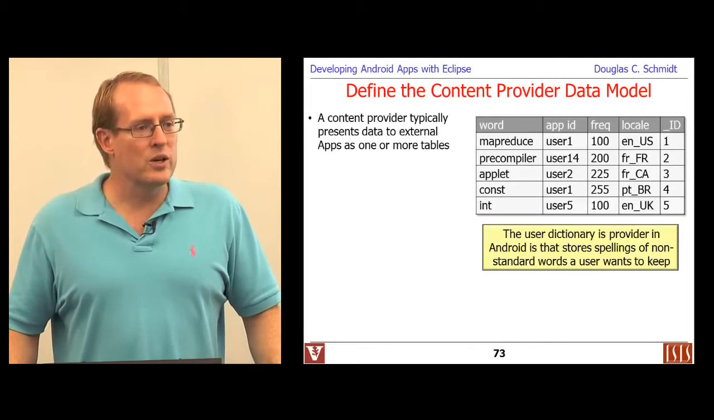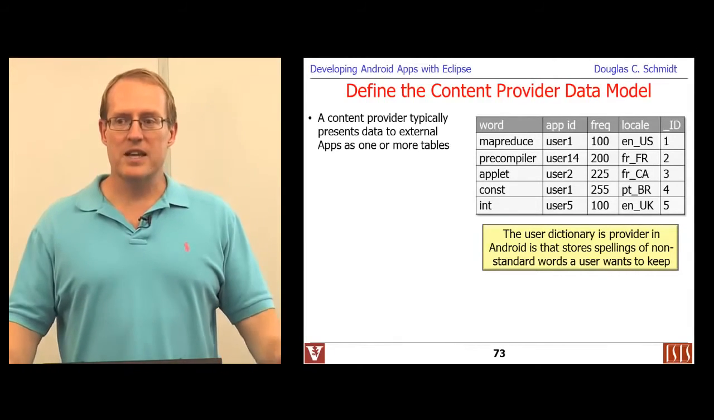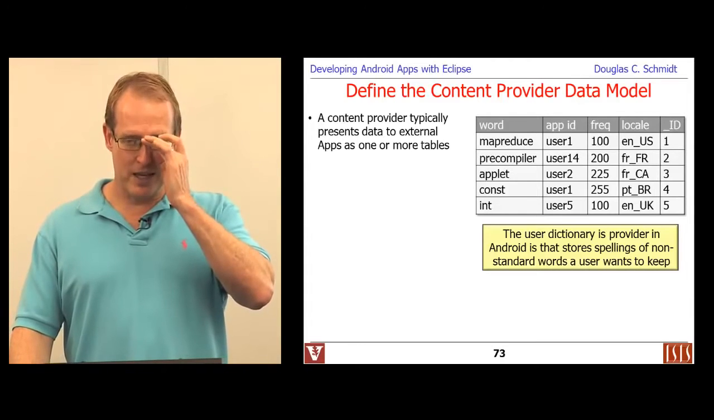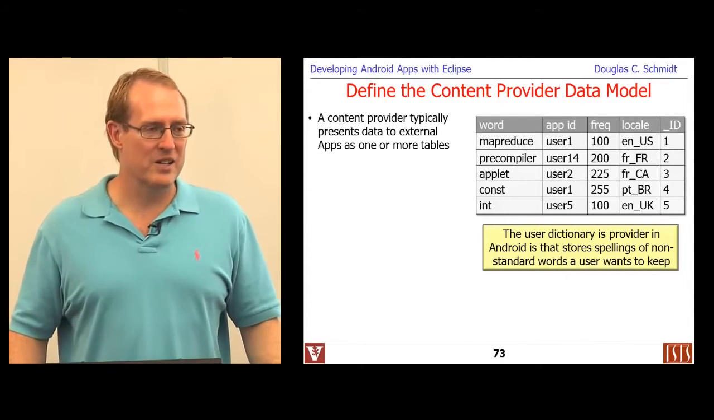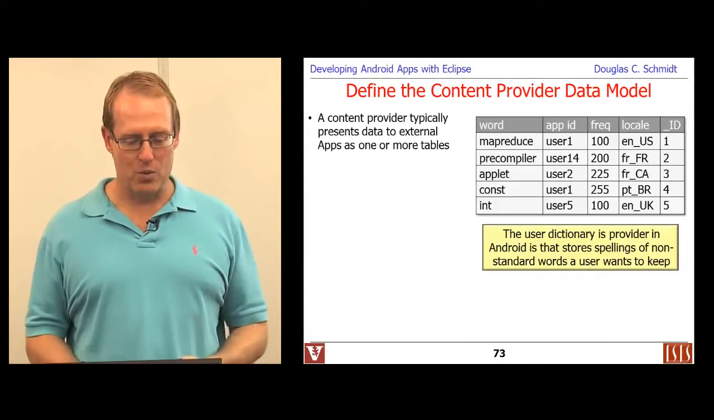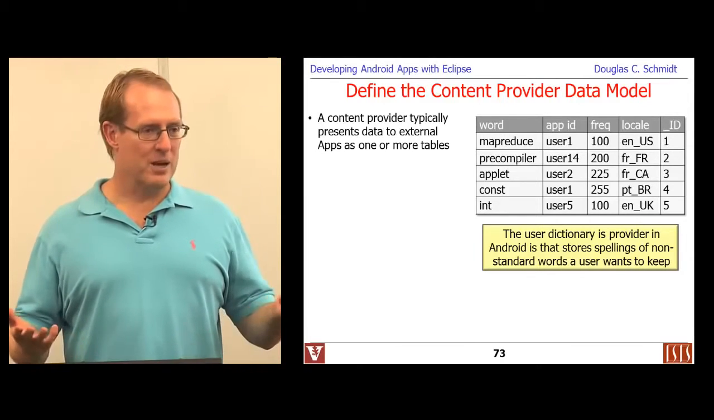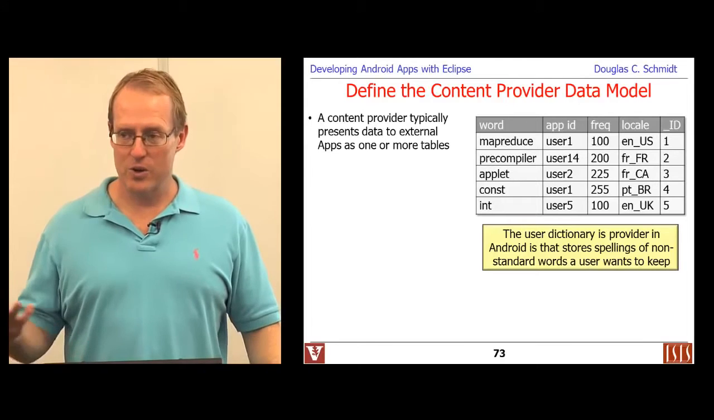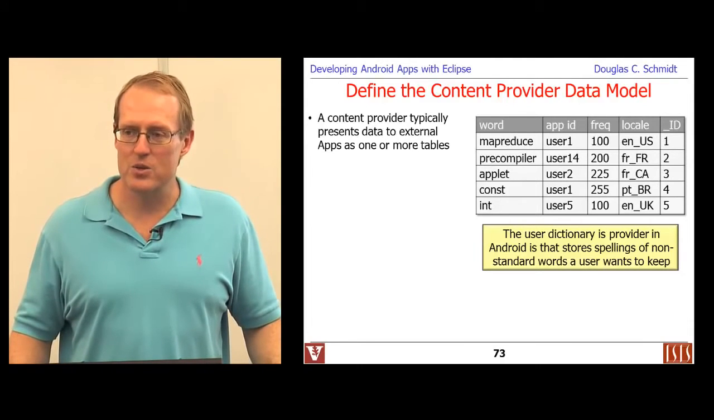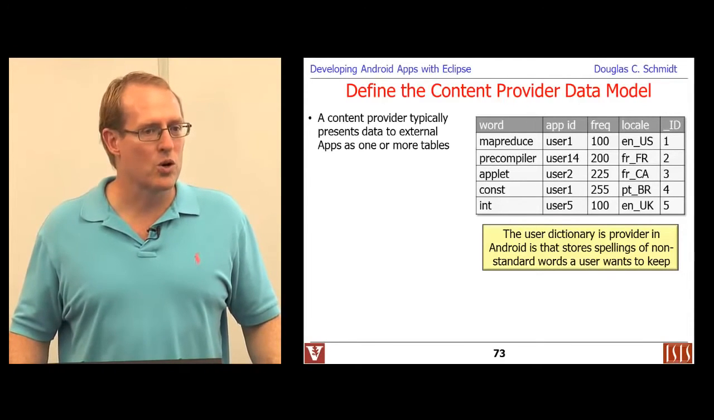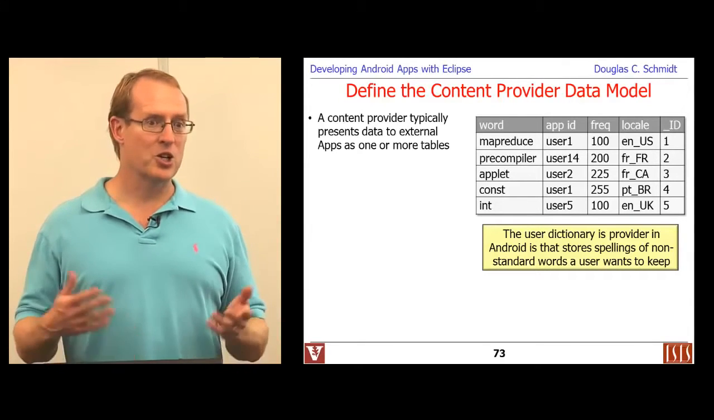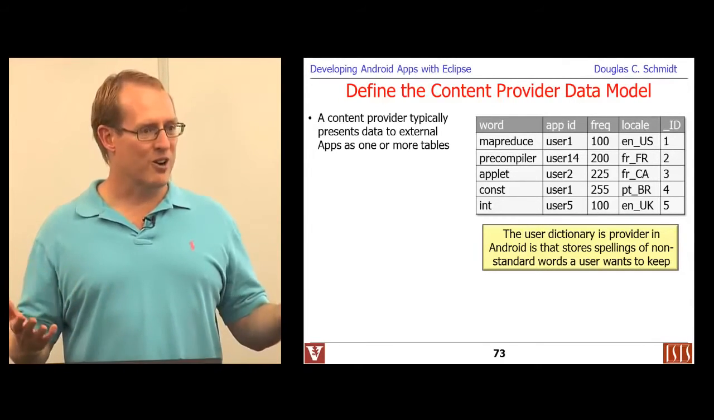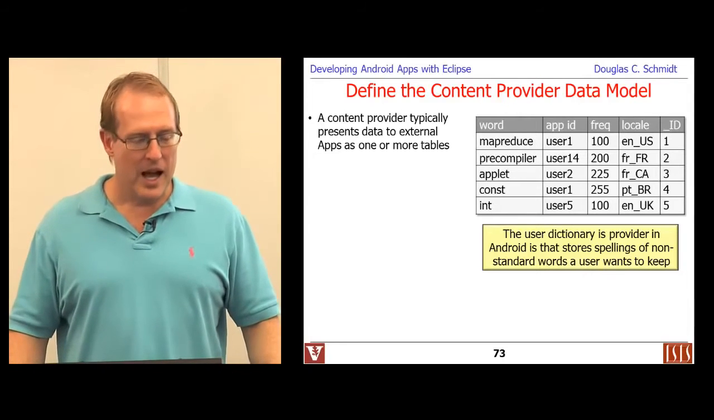Another thing you need to do when you define the content provider is figure out its data model, which is just a fancy way of saying, how are you structuring the information, storing it internally and exposing it to the outside world. So, for example, you have a user dictionary that's part of Android that's used to keep track of certain words that you want to designate as being correctly spelled, even though they might not show up in the Webster Dictionary.